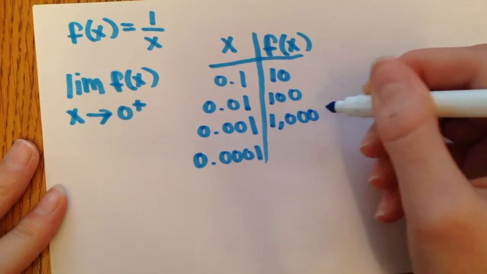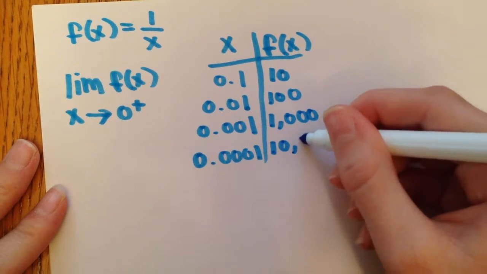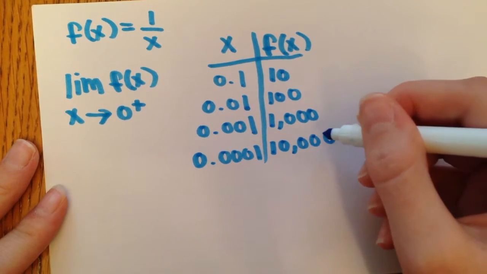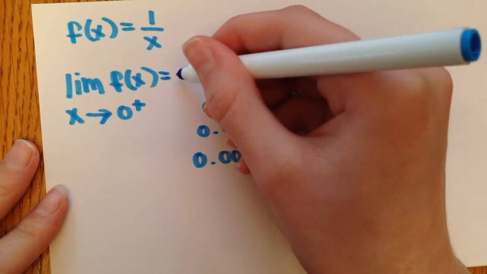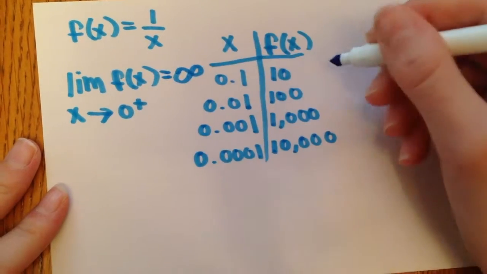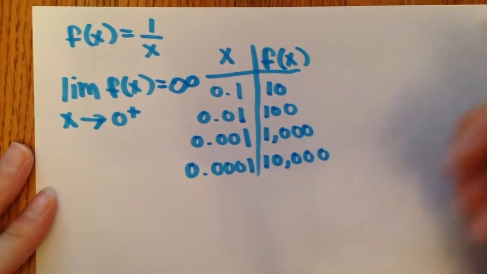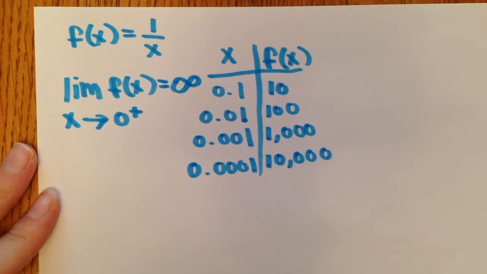And as you can see, as the x values are getting smaller, the f of x outputs are getting larger. So that means that the limit as x approaches 0 is infinity.